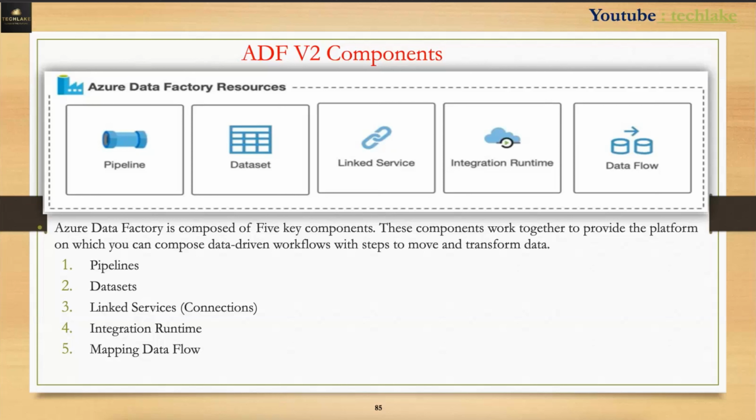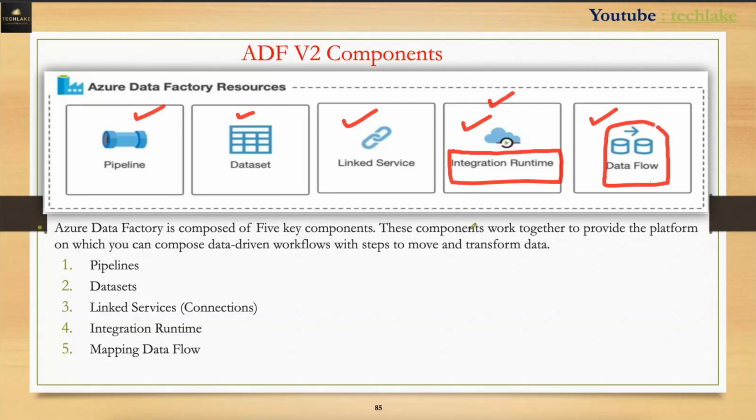Those components, at a high level, are pipelines, datasets, linked services, integration runtime, and data flow. Data flow is for ETL, applying transformations and other things. And integration runtime: when we are using data migration, or orchestration, or migrating data within a cloud or from an external system to the cloud, we need a server. So Data Factory has inbuilt serverless compute. That compute we call the integration runtime.